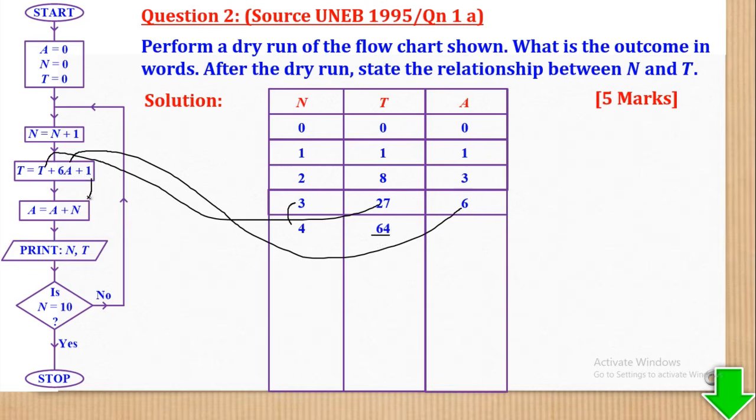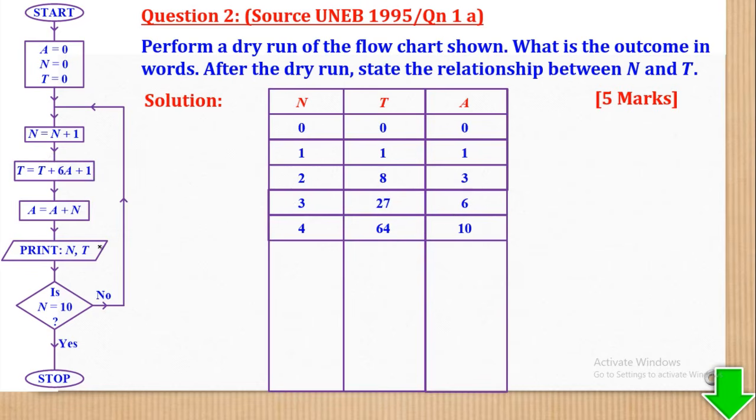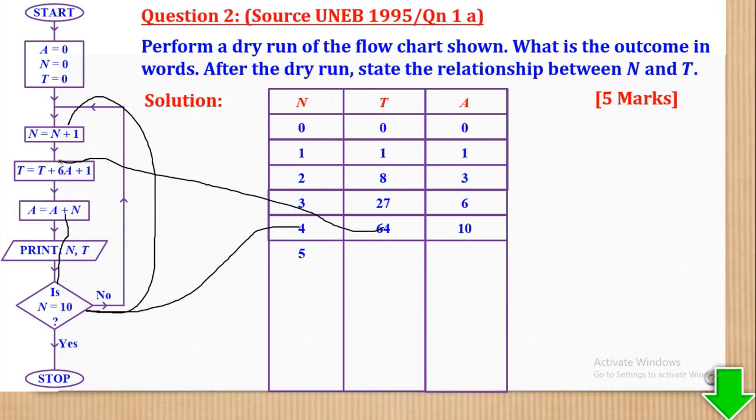Then from this you go to this. A becomes A plus N. So this plus this gives you 10. Then you print and ask yourself. So this decision takes you to a no. So no, you are going to increment. Increment 4 by 1 gives you 5. Then from there, T is 64 and A is 10. So 64 plus 6 times 10 plus 1 gives you 125.